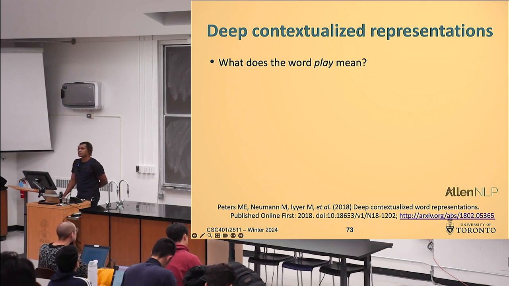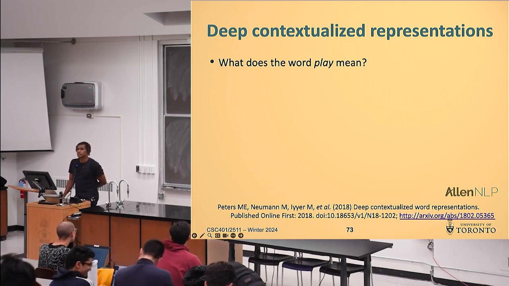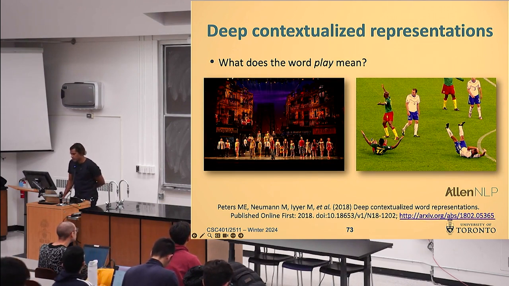So if I ask you the question, what does the word play mean? And I give you two different pictures, the answer will differ broadly. On the left-hand side, you can see a play at a theater or an orchestra setting, whereas on the right-hand side, you have a soccer match, plausibly between England and Cameroon. And if I show you that picture in that context, play would mean something completely different.